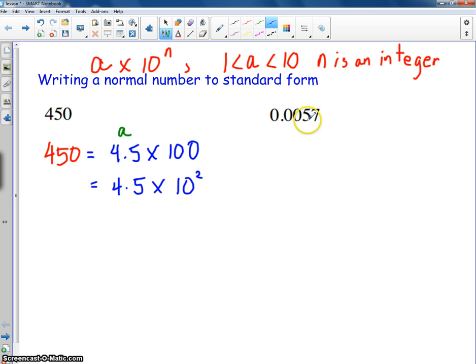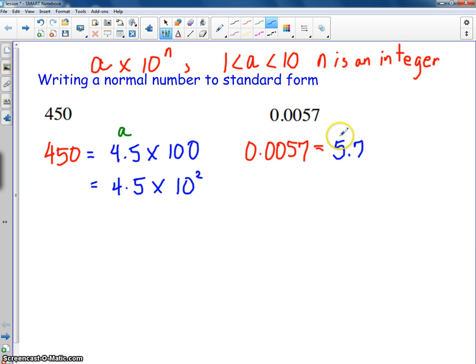Now, what about this one? What about this number, which is a very small number, 0.0057? How do you write this in standard form? So again, we think of a sum. What makes 0.0057? Now, if we're trying to think of a number between 1 and 10, you should be thinking of 5.7. That's a number between 1 and 10, which is quite related to that.